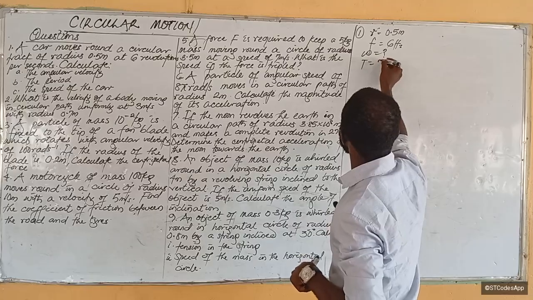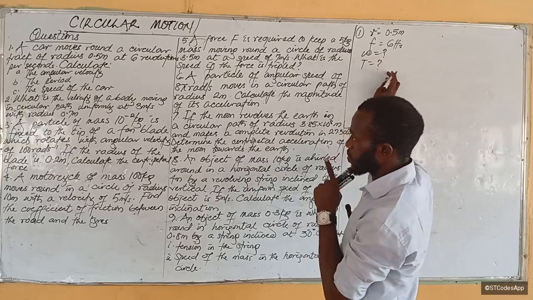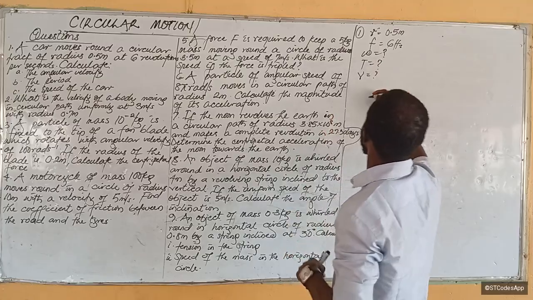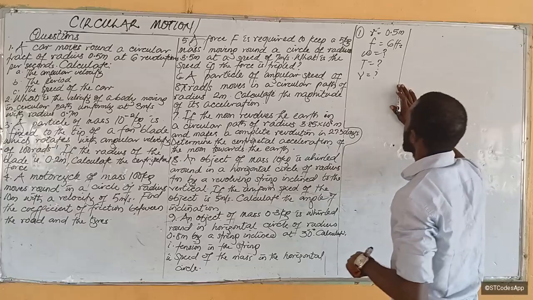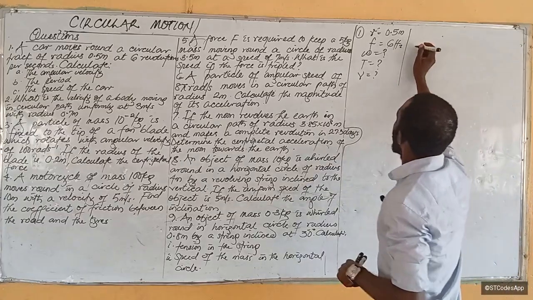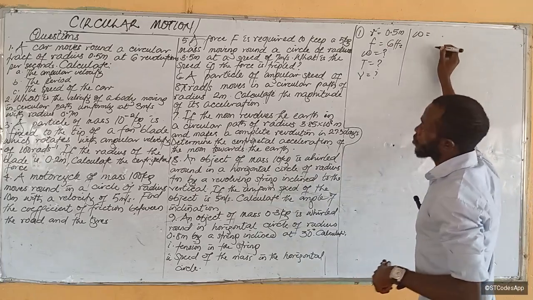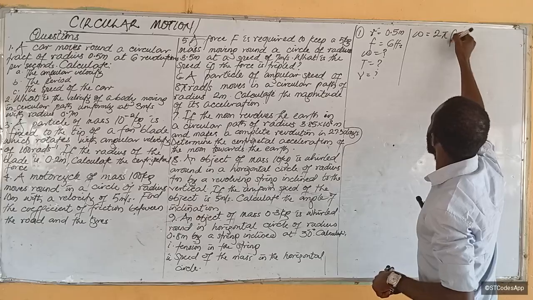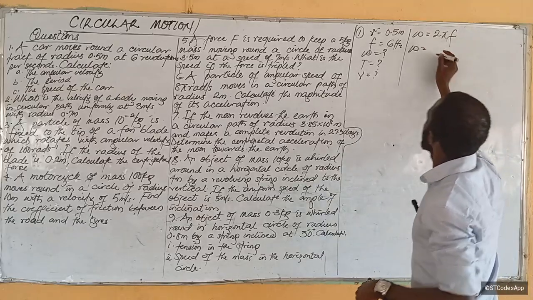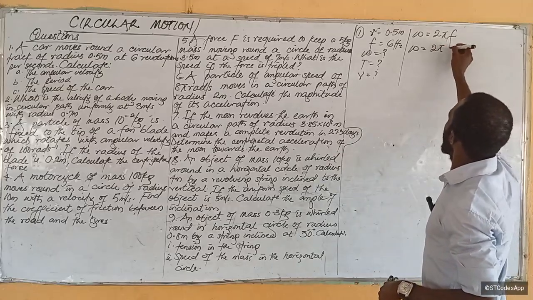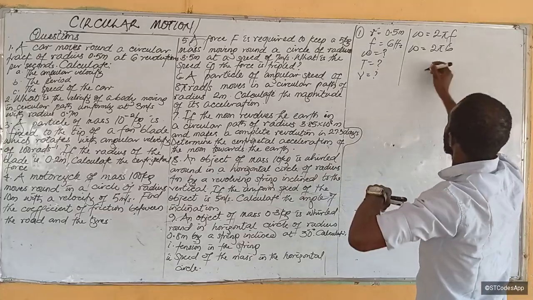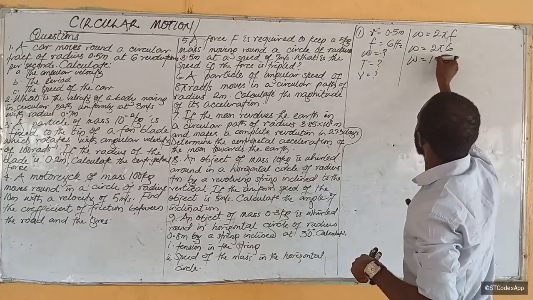The period T, you can see already we're looking for the period, and the speed of the car, v, also unknown. So we can begin to use our equations. We're given r here. We know that omega is equal to 2 pi f. So omega equals 2 pi times f, which in this case is 6.